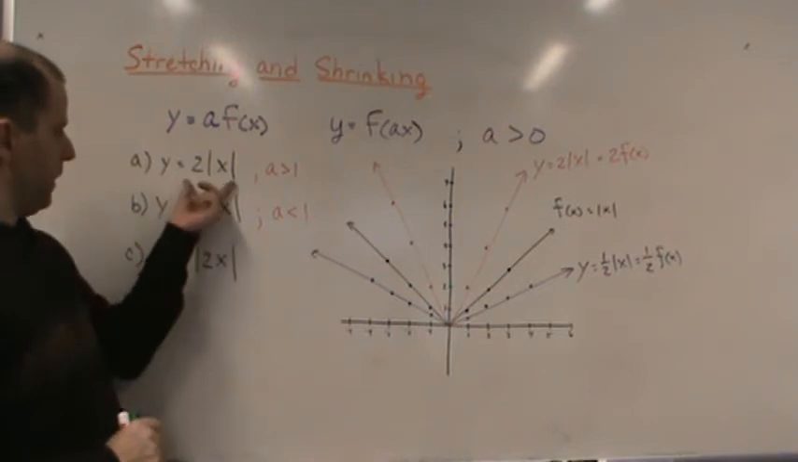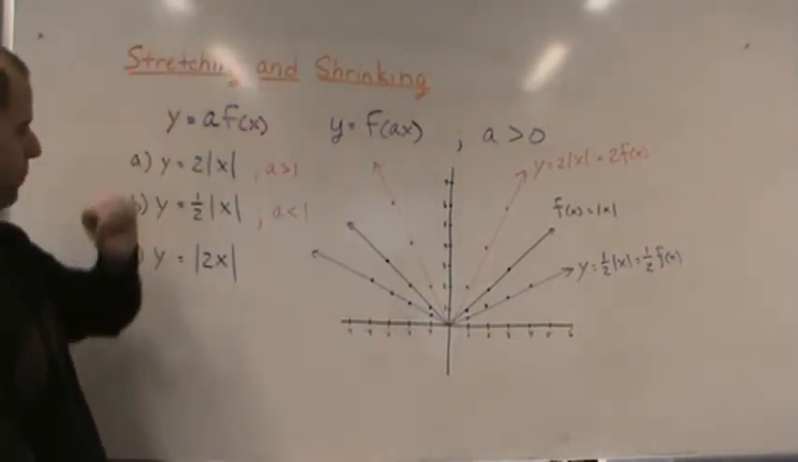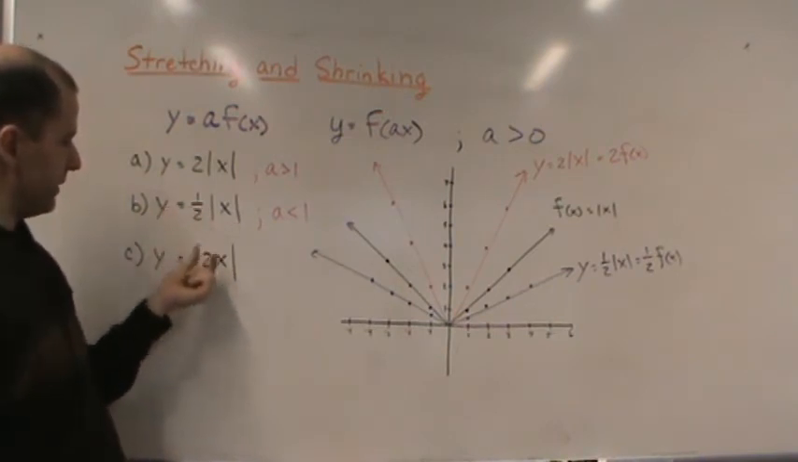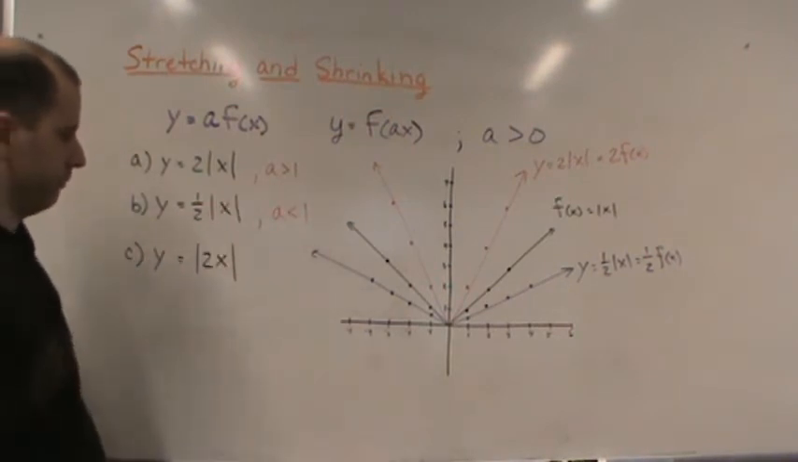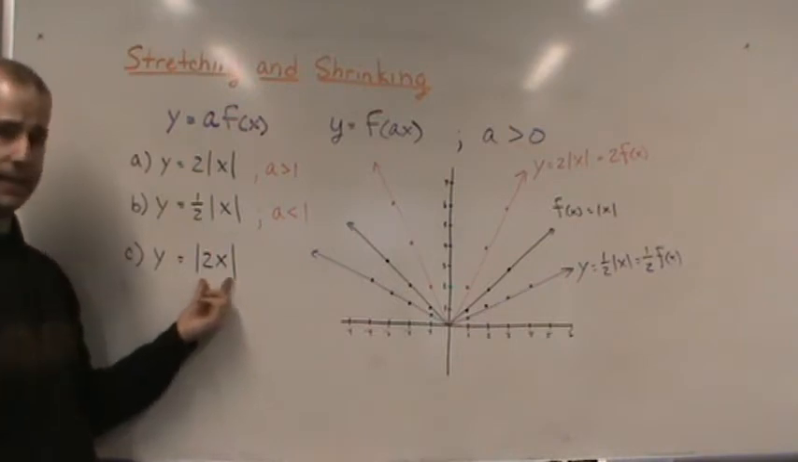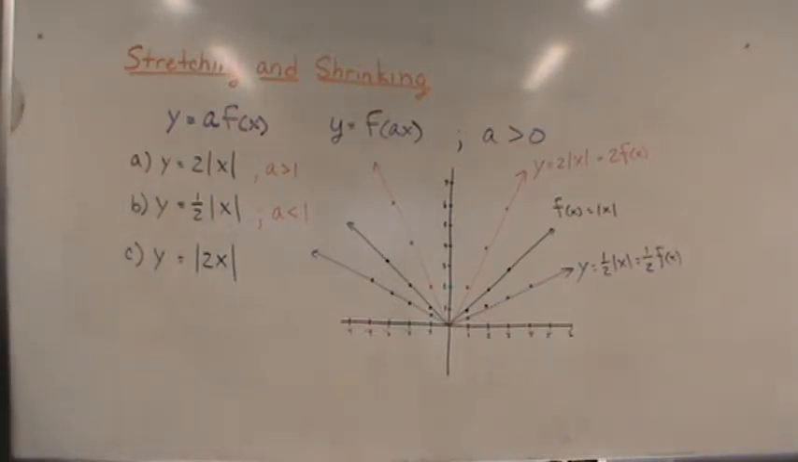So if a is bigger than 1 and it's outside the function, it's a vertical stretch. If a is outside the function and it's less than 1, it's a vertical shrinking or compression. Okay? Now, what about if I bring it inside the function? Well, what happens now?